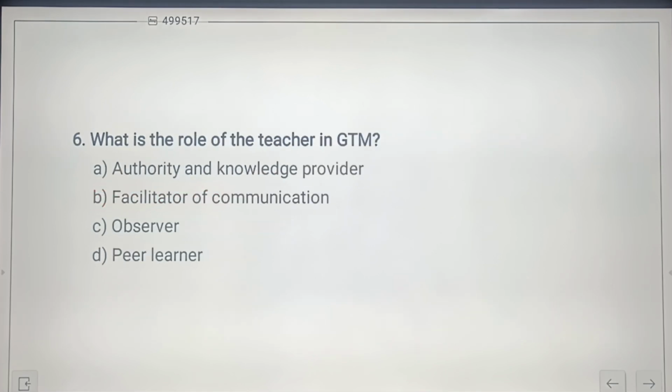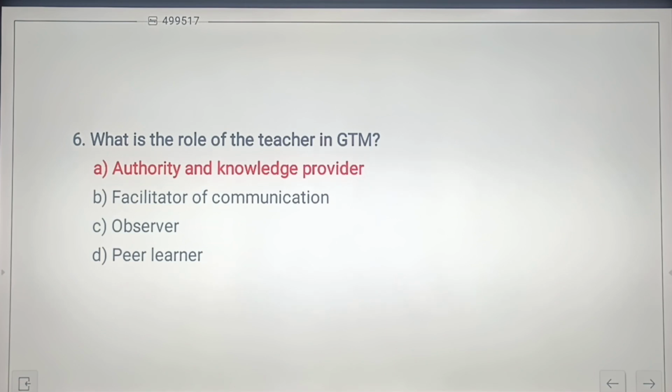Next, what is the role of the teacher in grammar translation method? A. Authority and knowledge provider. B. Facilitator of communication. C. Observer. D. Peer learner. The right answer is A. Authority and knowledge provider. In grammar translation method, the role of the teacher is that he is the authority and knowledge provider.